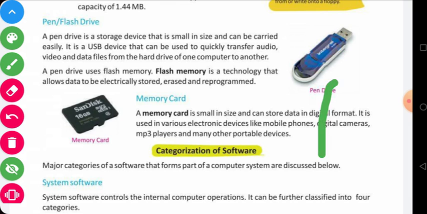And now we have learned various types of memory in a computer system. That is, a computer has mainly two types of memory. First one is primary memory.